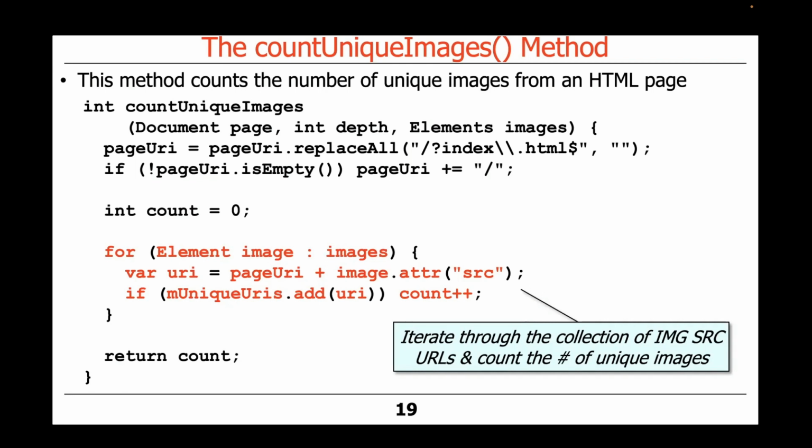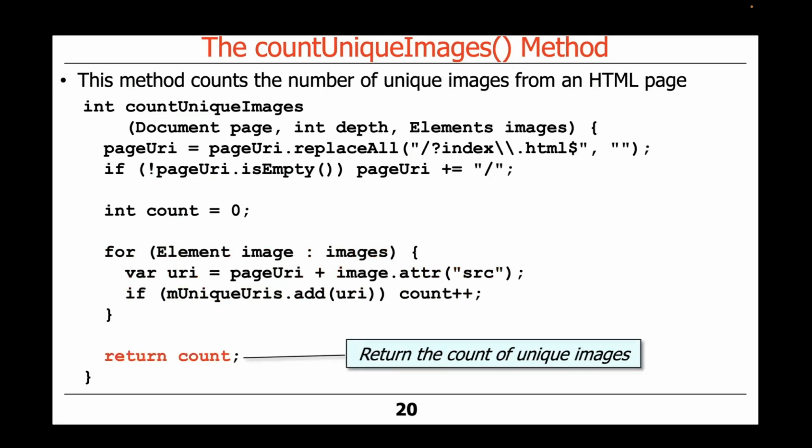You can see what we're going to do here is use the mUniqueURIs field in order to see if we've already visited this particular image before. If we have not, in other words, if add returns true, we increment the count by 1. Otherwise, we ignore the results. We don't do any updates at all to the count. The final thing we do is return the count of unique images that are in that particular page.